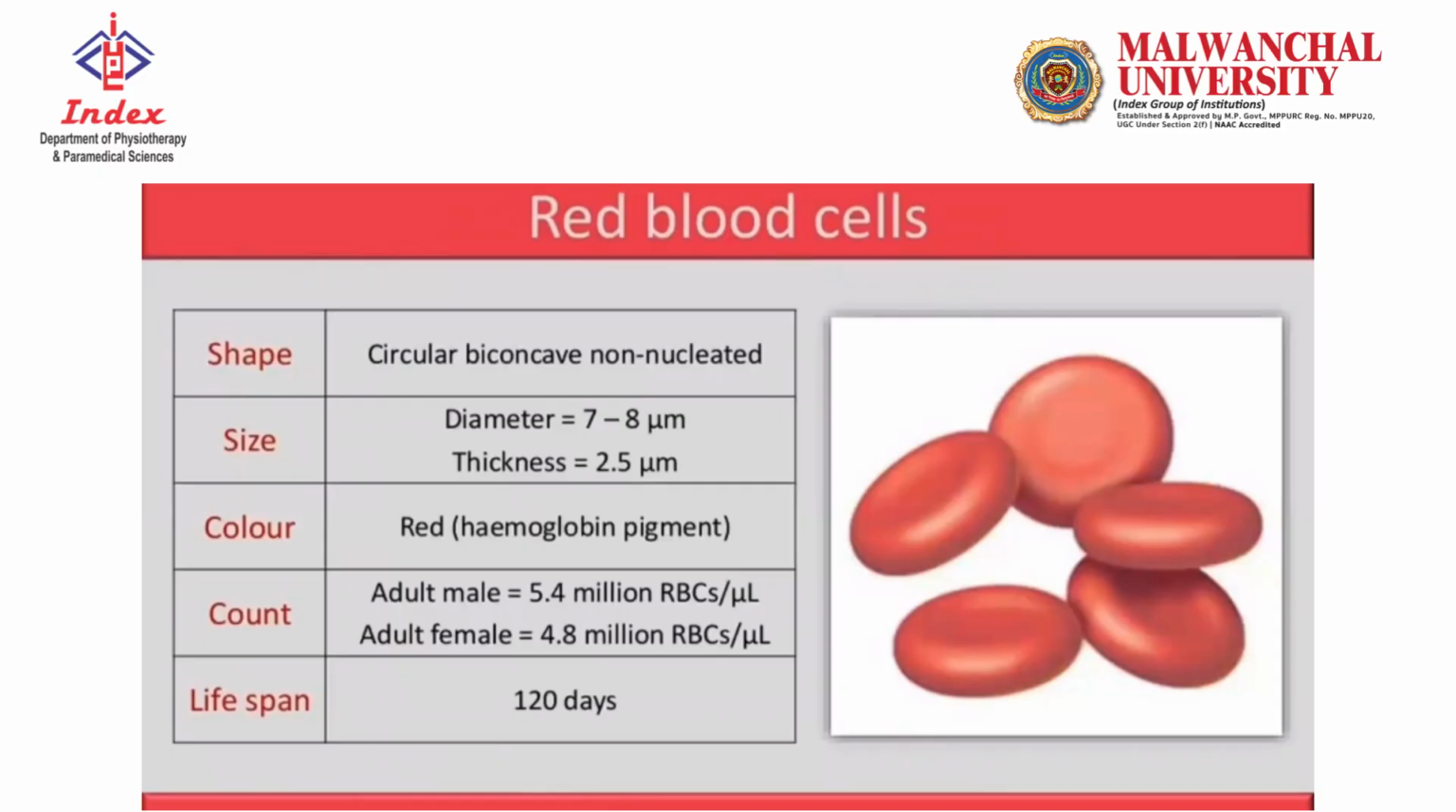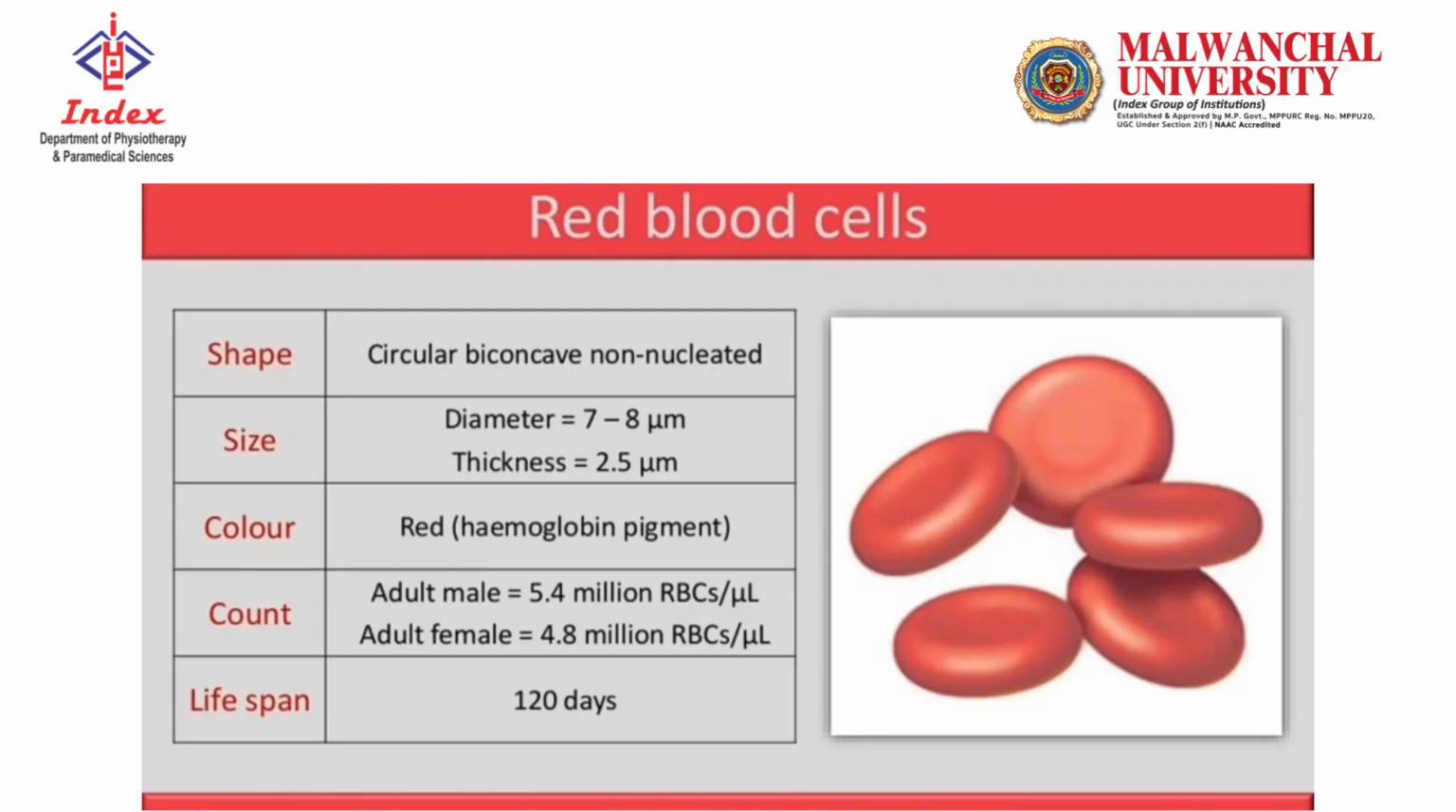Now we'll discuss red blood cells, or erythrocytes, or RBC. Shape: circular, biconcave, non-nucleated. Size: diameter 7 to 8 micrometer and thickness 2.5 micrometer. Color: red, due to the presence of hemoglobin pigment.